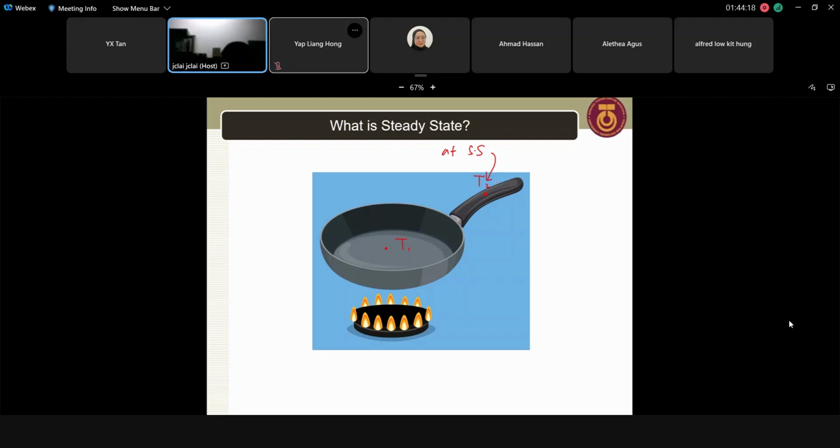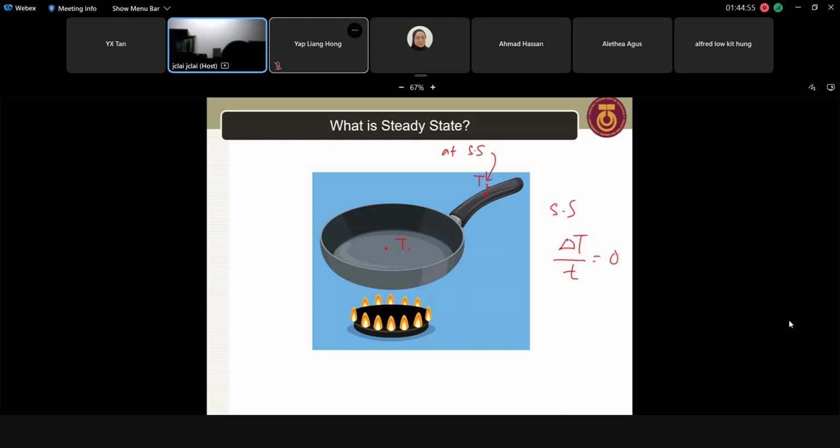Under steady state, will T1 change or not? And T2? No, they won't change. Correct. Steady state means delta T over time is 0, meaning no change of temperature with time.